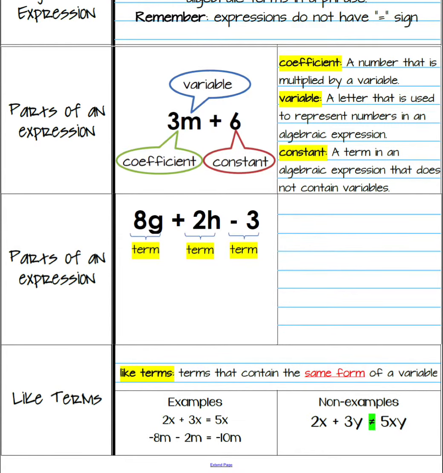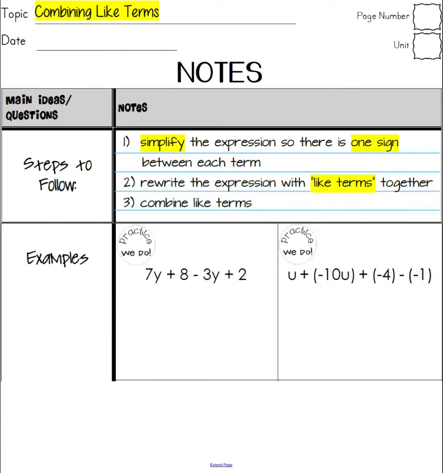So let's try a few examples together. Here are some steps to follow in working with combining like terms. The first step is to simplify the expression so there is one sign between each term. Next, we are going to rewrite the expression with like terms together. And third is to combine our like terms.